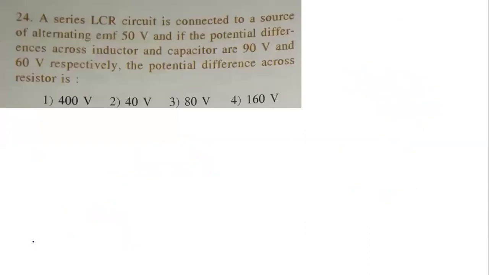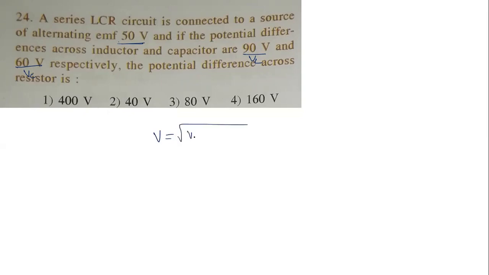Question number 24. The question is asking: a series LCR circuit is connected to a source of alternating voltage 50 volt, and the potential difference is how much now across the inductor and capacitor? This is across the inductor VL and this is across the capacitor VC. And potential difference across what now? Resistor. Okay, so it is again the same formula we're going to use. I told you already.